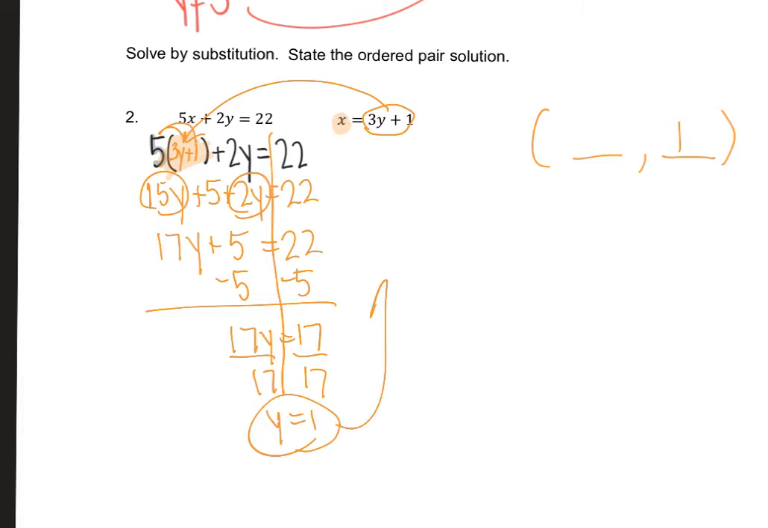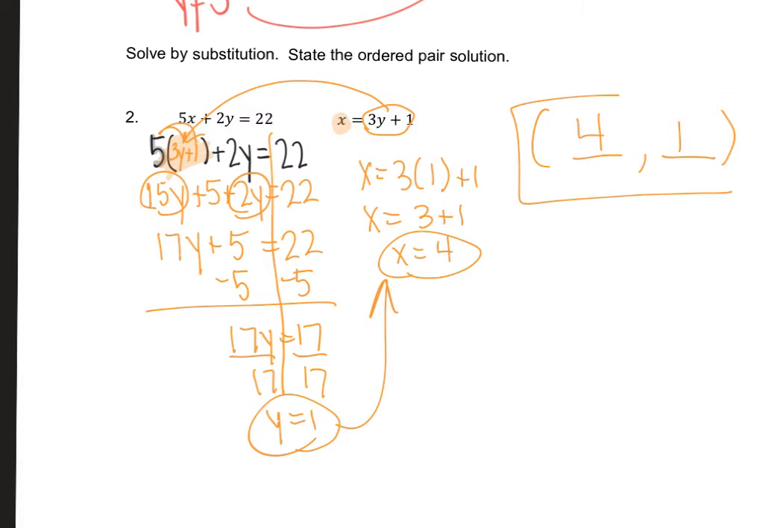I'm going to plug it back into my other equation. Plug it into my ordered pair, and my ordered pair is 4, comma 1. And I'm all done. Let's go to the next one.